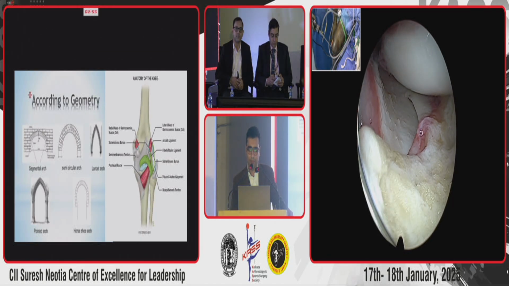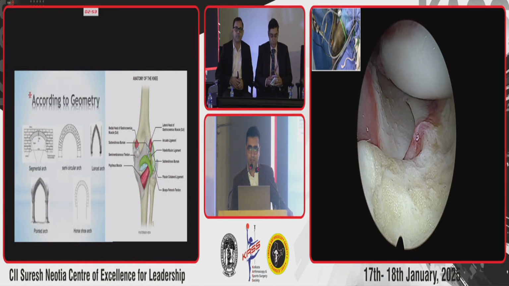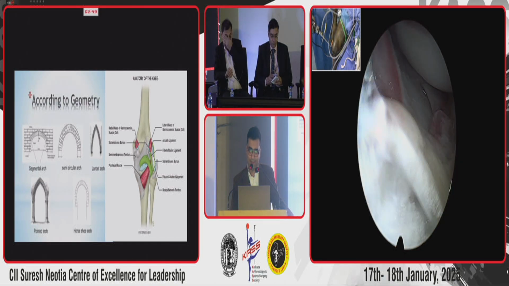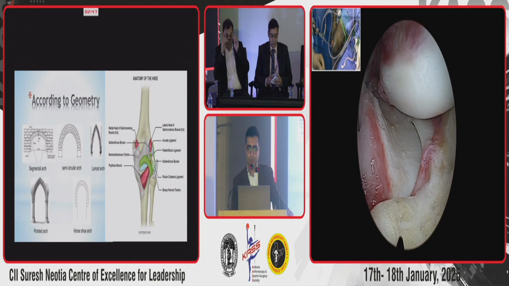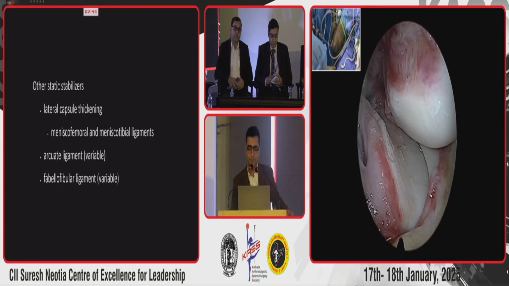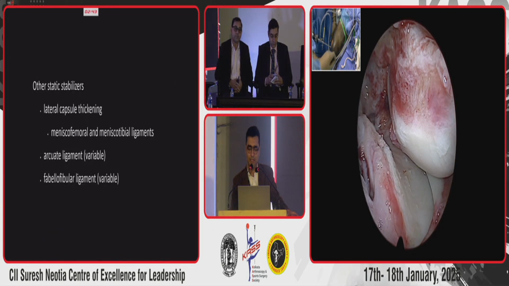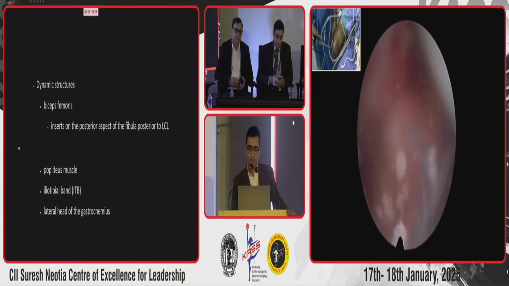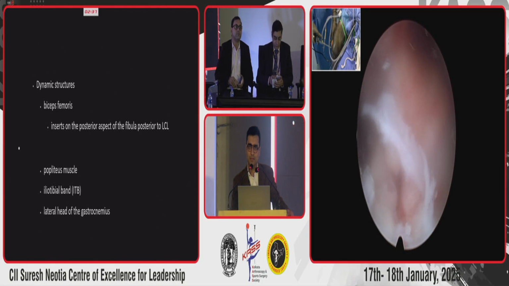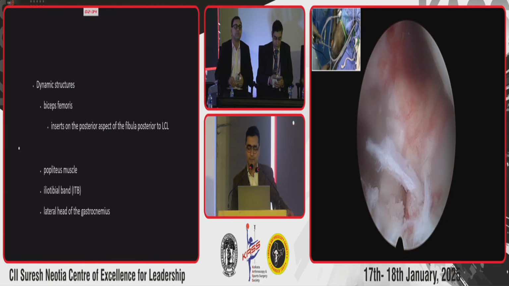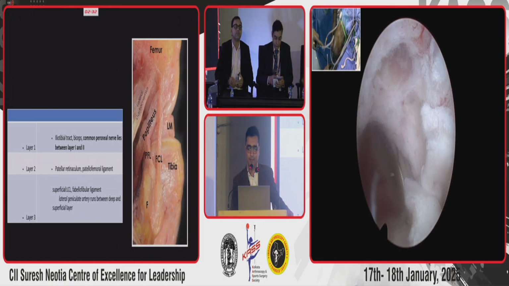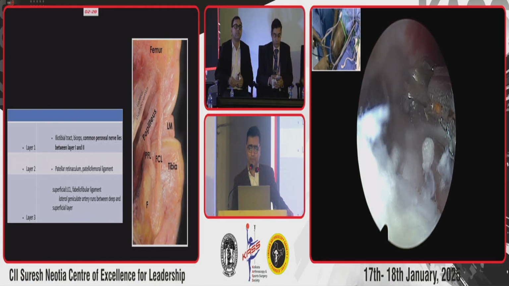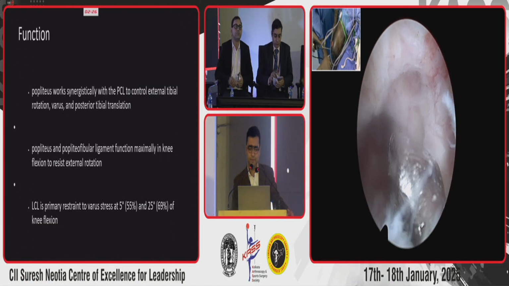So according to the geometry, this is the arc-shaped structure. The entire arcuate ligament complex, the posterolateral complex, which stabilizes the knee posterolaterally. Of course, there are the other static stabilizers like the lateral capsular thickening, arcuate ligaments. Dynamic structures like the biceps, popliteus muscles. The muscular structures are the dynamic stabilizers. The ligaments are the static stabilizers in this. This again is the layer-wise distribution of the different ligaments that we see.